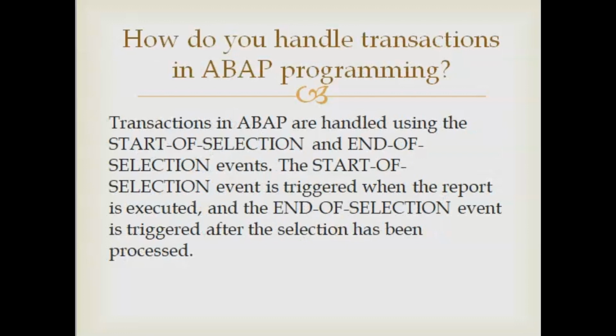How do you handle transactions in ABAP programming? Answer. Transactions in ABAP are handled using the start-of-selection and end-of-selection events. The start-of-selection event is triggered when the report is executed, and the end-of-selection event is triggered after the selection has been processed.